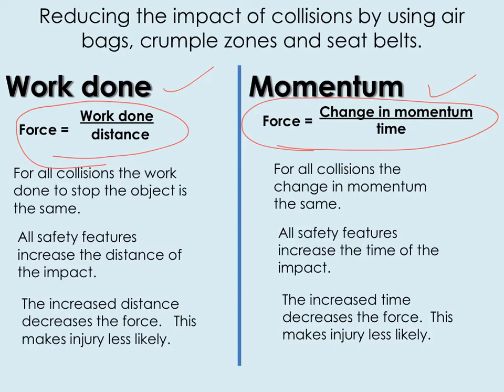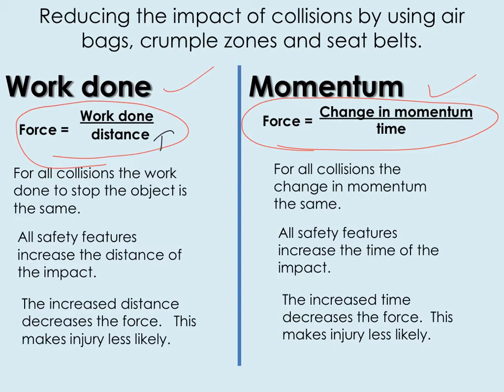So therefore, all safety features, be that airbags, crumple zones, or seatbelts, are designed to increase the distance of the impact. So the seatbelt will stretch, increasing the distance. The airbag obviously inflates and then deflates, increasing the distance. And the crumple zones will crumple together, increasing the distance of the collision. So if we increase the distance for the same work done, you can see that the force is going to decrease. To increase distance, decrease the force, and by decreasing the force, that makes injury less likely.